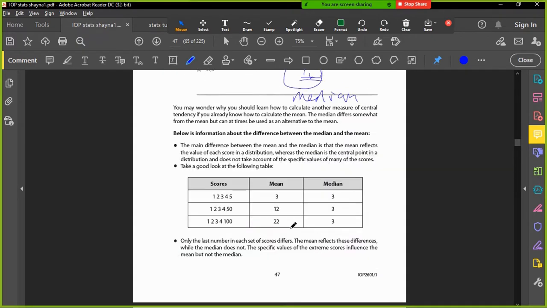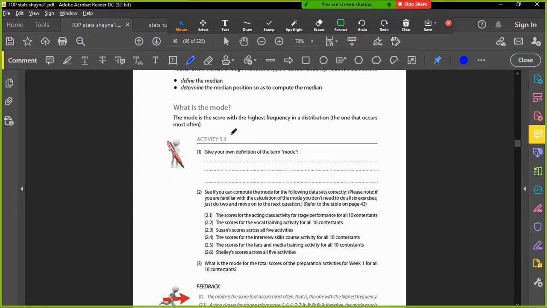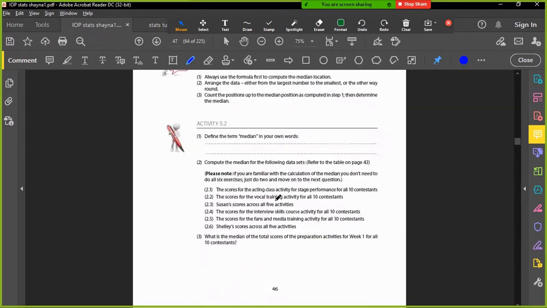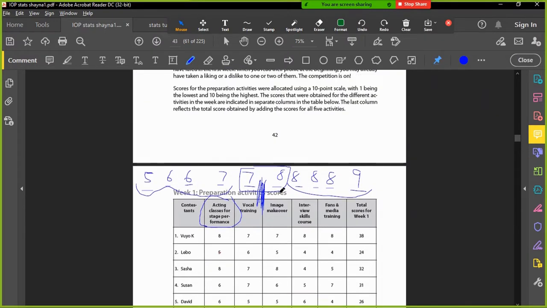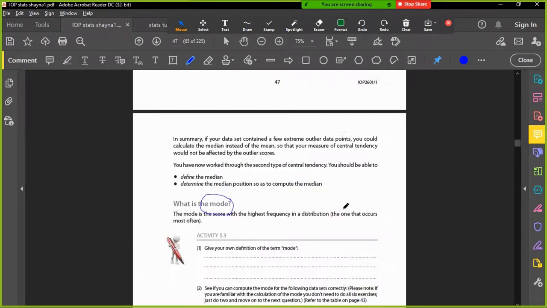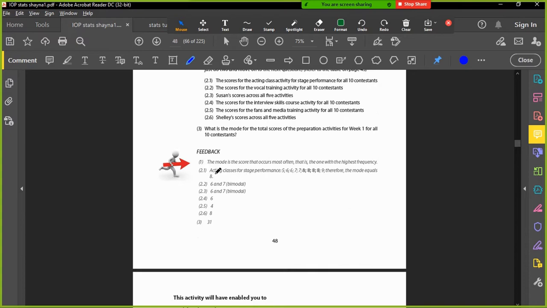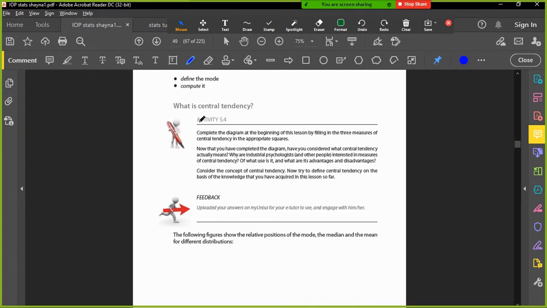Okay, let's see what else we've got here. More medians. Mode, you should know. What is mode? It's 8. It occurs the most frequently, I think. Correct. You've got 4 8s, 2 7s, 2 6s, 1 5, 1 9. So the answer should be 8. Yes. Perfect.